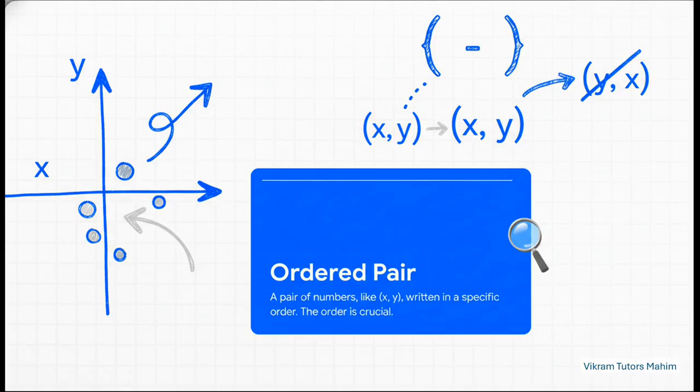It's just like a house number and a street name. The order is everything. The first number always tells you your x direction, your side-to-side move. The second is always your y direction, your up and down move. If you switch them, you end up at a completely different address.